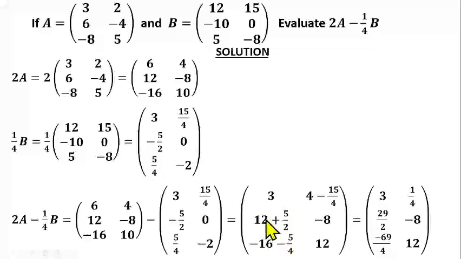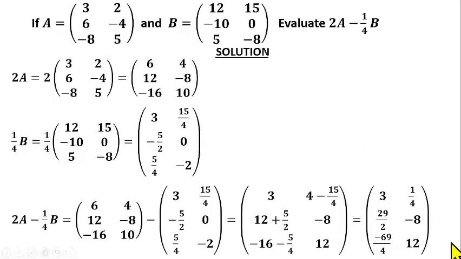Then here also we have 12 plus 5 over 2. Find the LCM as well and simplify that. That gives us 29 over 2. Minus 8 is minus 8. And minus 16 minus 5 over 4. Find the LCM also here and subtract the value. That gives us a minus 69 over 4. Then this is 12. So that means when you simplify this using these two matrices, using 2 to multiply a, using 1 over 4 to multiply b, and subtracting, it's going to give us this 3 by 2 matrix as well, which is the final answer.